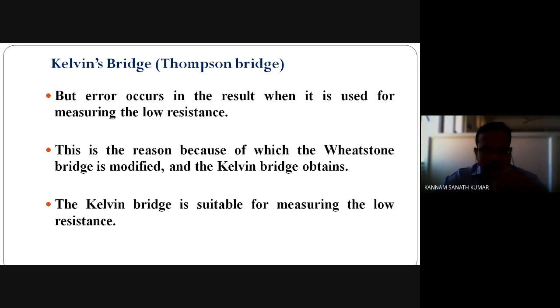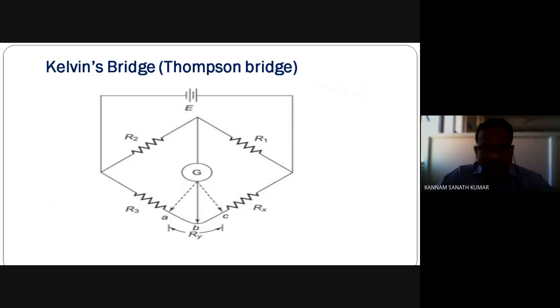But errors occur in the result when you use the Wheatstone bridge to measure low resistances. So the modification of the Wheatstone bridge is nothing but the Kelvin bridge. This Kelvin bridge is mainly suitable for calculating low resistances. This is the Kelvin bridge, or we can call it the Thomson bridge.